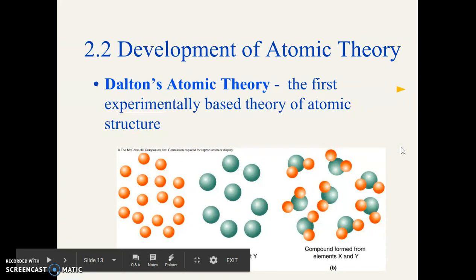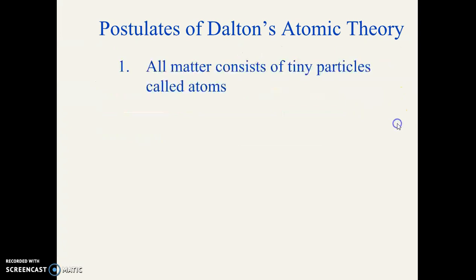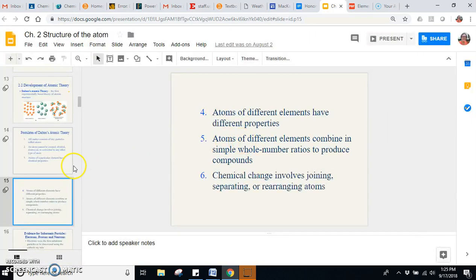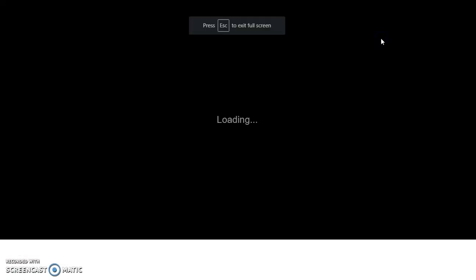It's going to start with Dalton's atomic theory, the first experimentally based theory of atomic structure. There have been theories before this, but they were not experimentally based or scientifically tested. So this is kind of where we start off. Dalton actually had 6 parts to his atomic theory. Today there are a few of them that we have proved false, but for the most part there are 6 parts to his atomic theory.